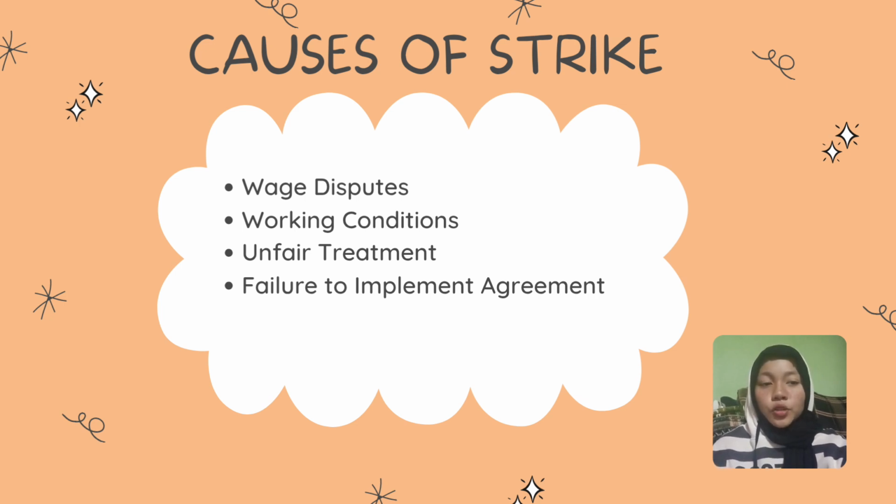So I'm going to explain about causes of strike. Causes of strike usually don't happen just because workers feel like stopping work. There are several reasons why they choose to strike. Firstly, wage dispute. Workers may feel they are not being paid fairly for their work. Next is working conditions. If the workers are facing an unsafe or unhealthy work environment, a strike may be their way of demanding better conditions. Unfair treatment also leads to strike.